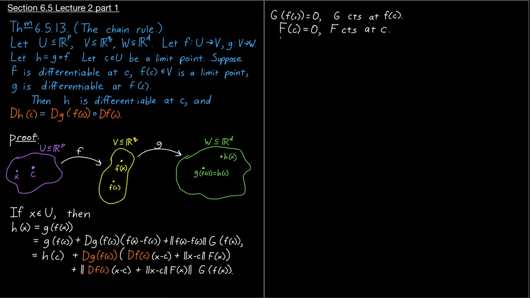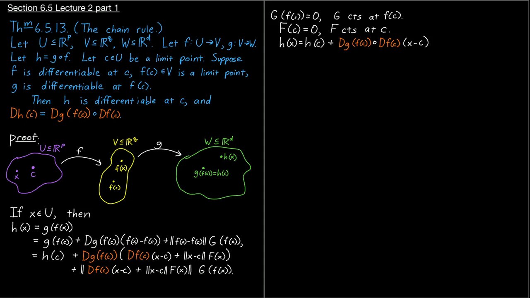So now let's summarize this again. There's H of X equals H of C. And then next we've got our DG of F of C. That's a linear operator composed with another linear operator, DF of C. And that's evaluated at X minus C.